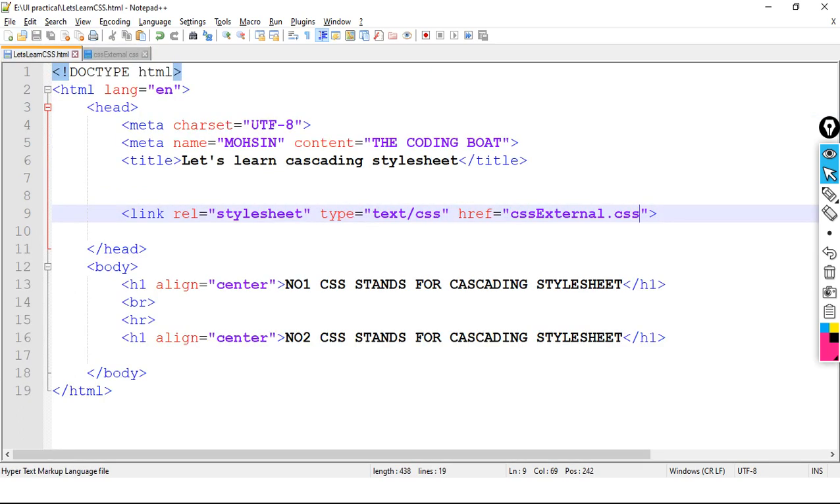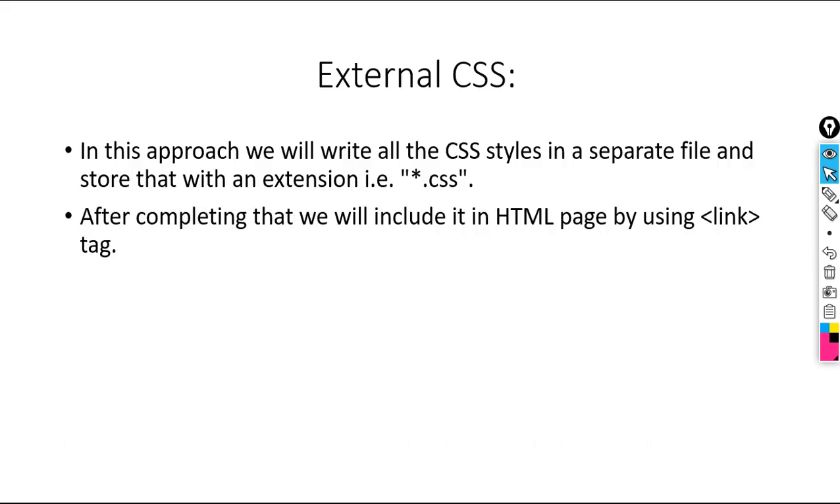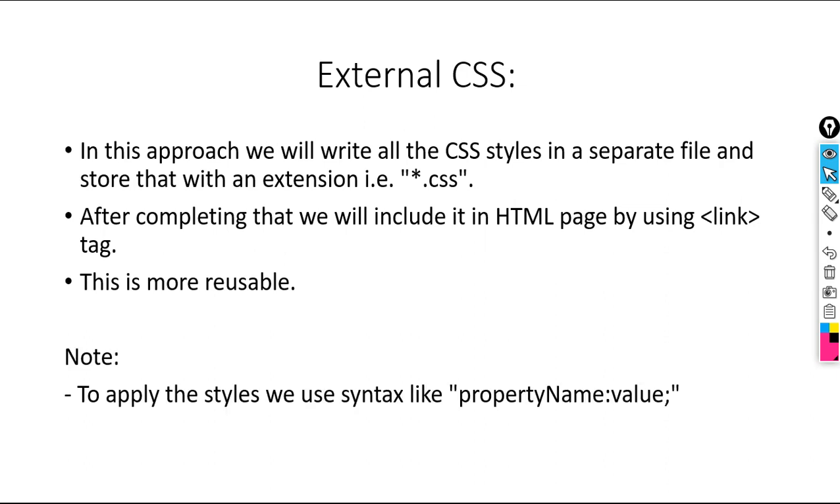In external CSS, we must link the external cascading style sheet file with our HTML document. Okay, now let's move on. After completing that, we will include it in the HTML page by using the link tag. So the link tag is mandatory to link the cascading style sheet file with our HTML document. External CSS is more reusable. Note, to apply these styles we use the syntax property name colon value. Just now we have learned this.